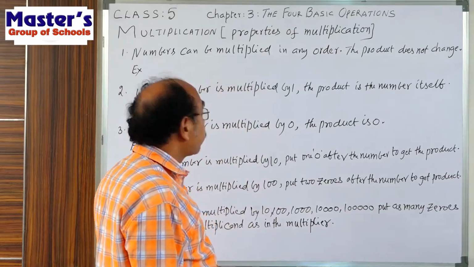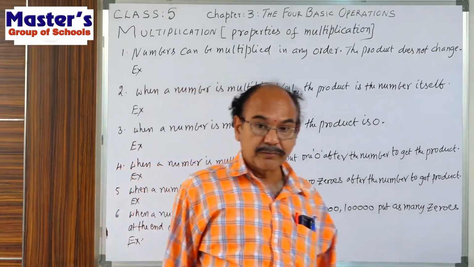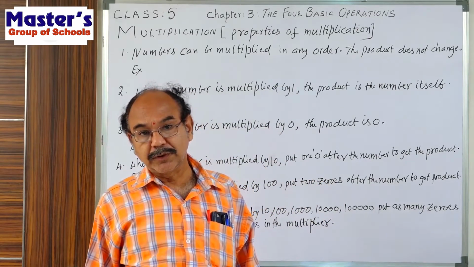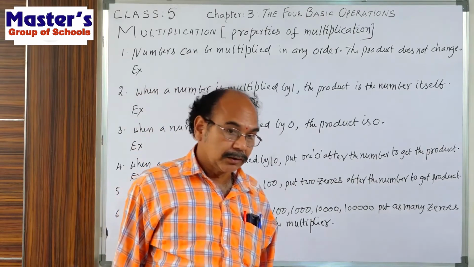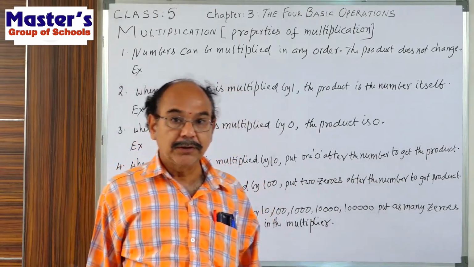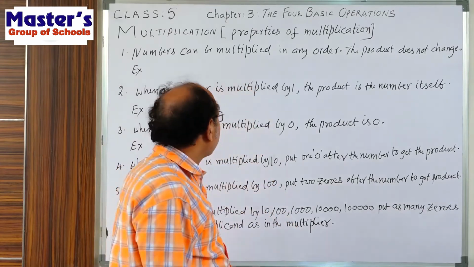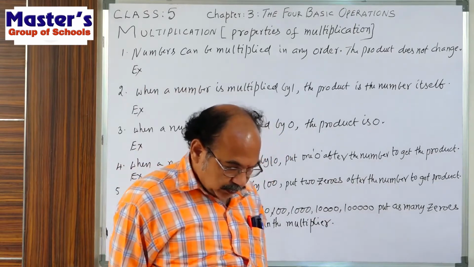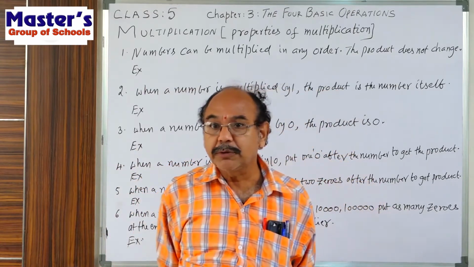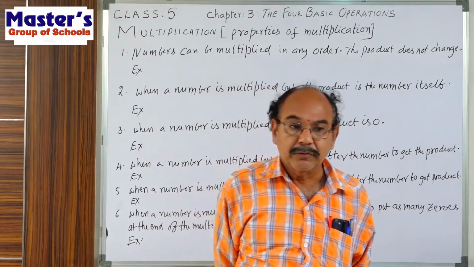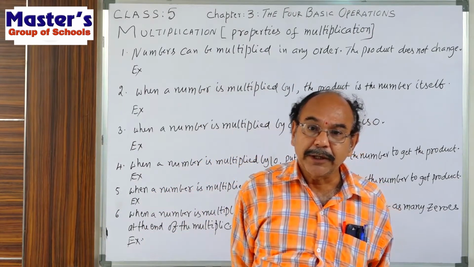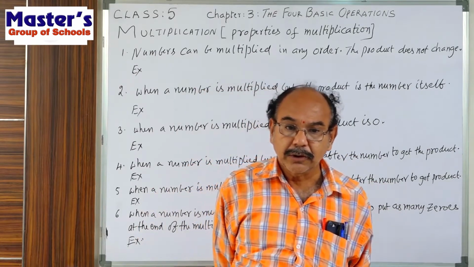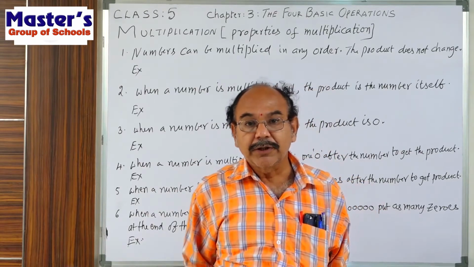In this multiplication operation, there are some properties. We can follow the properties in the multiplication. What are the properties of multiplication? If any 2 or 3 numbers are given, we multiply the given numbers and we find the total.